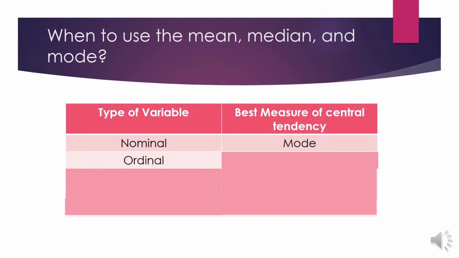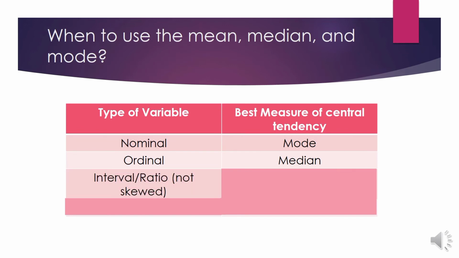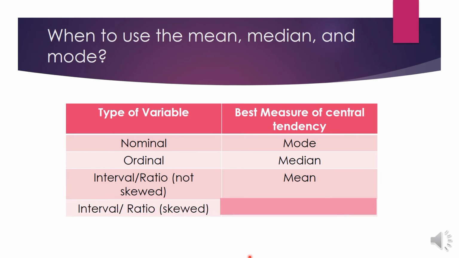If we have an ordinal, the best measure of central tendency is median. If we have interval or ratio but not skewed, the best measure of central tendency is mean. If we have interval or ratio but skewed, we need to use median.